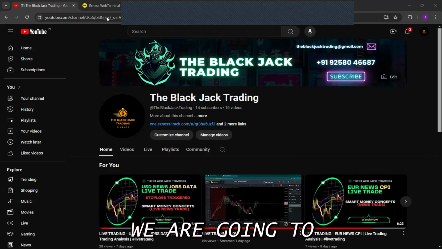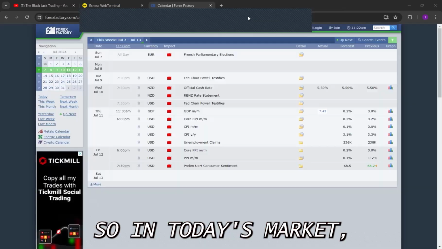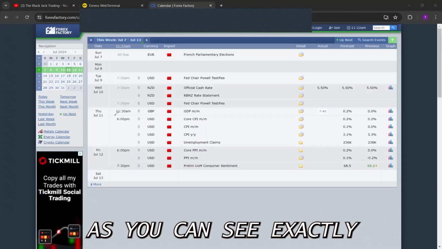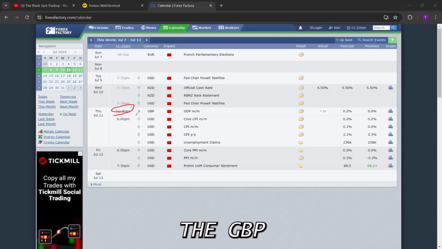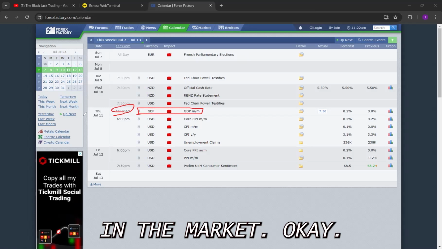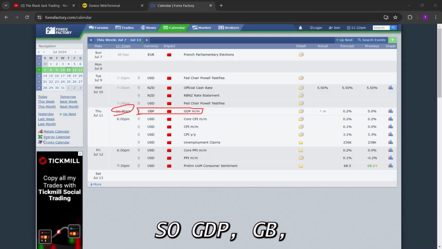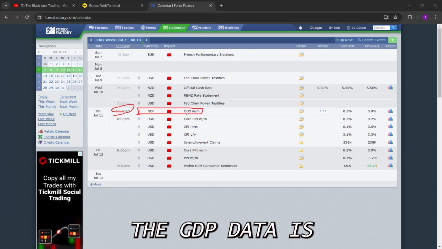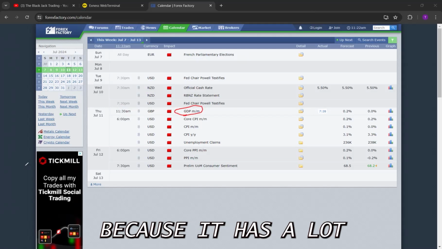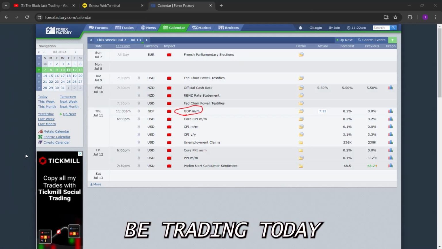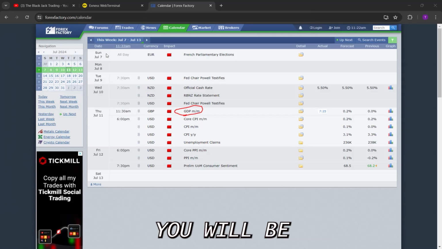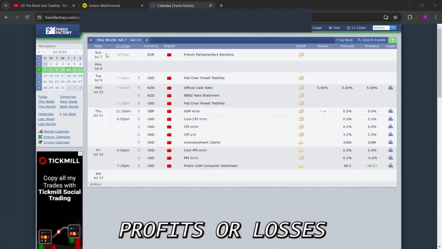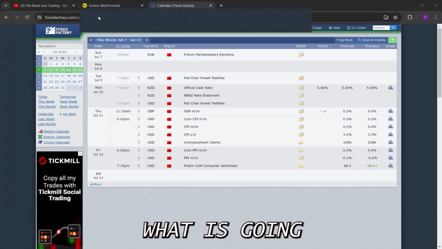Today, what we are going to do is trade on the news itself. In today's market, as you can see, exactly at 11:30 a.m., the GBP GDP is going to be released. GBP is the British pound, and the GDP data is going to be released. The GDP data is highly important because it has a lot of volatility in the market. Since we will be trading today live on a Zoom call, you will be seeing a lot of profits or losses that are going to happen. So let's see what is going to happen.